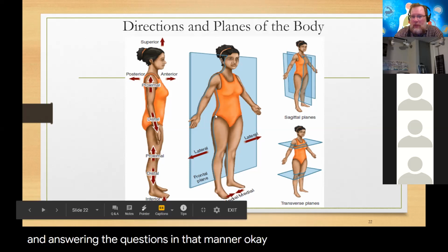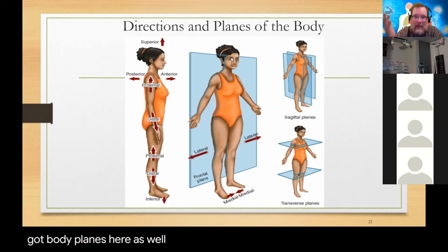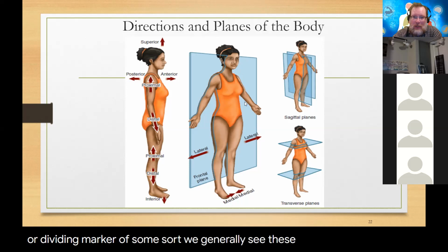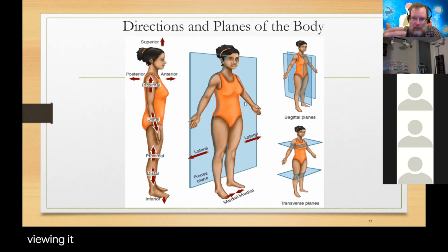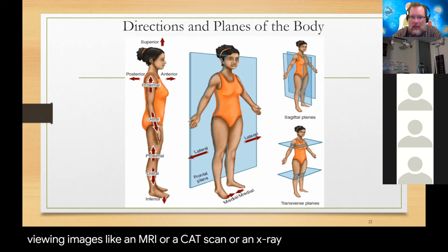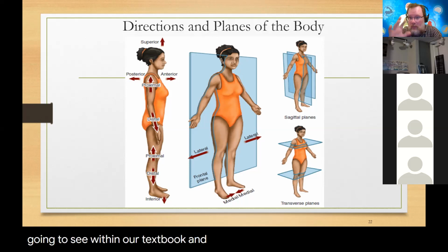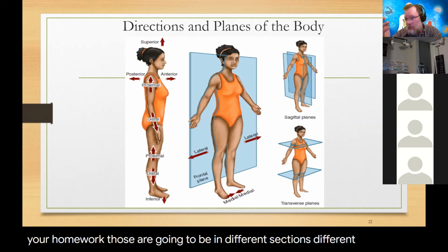Okay, a couple of other things. We've got body planes here as well. A plane is simply a kind of imaginary dividing wall or dividing marker of some sort. We generally see these when we're talking about viewing images like an MRI or a CAT scan, or an X-ray, illustrations that we're going to see within our textbook, and within some of our slides and some of your homework. Those are going to be in different sections, different viewpoints, in essence.